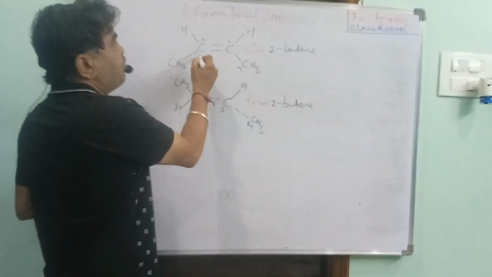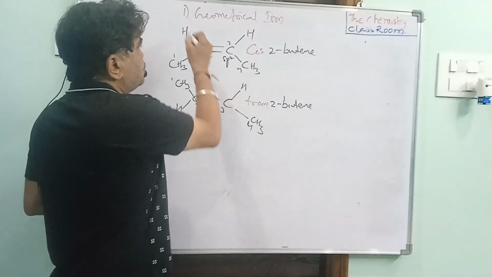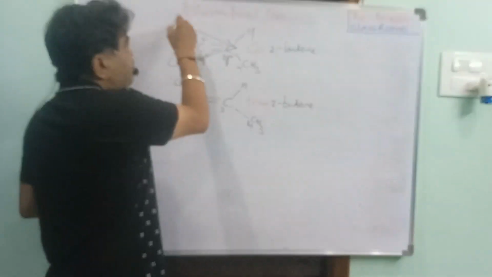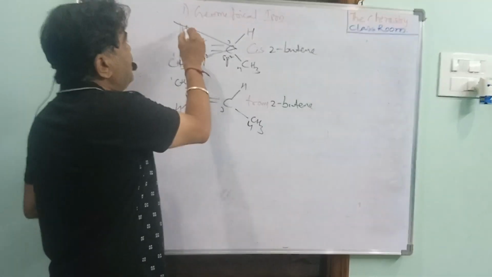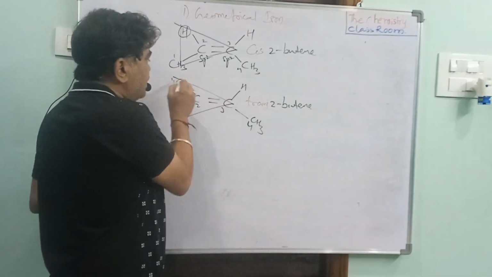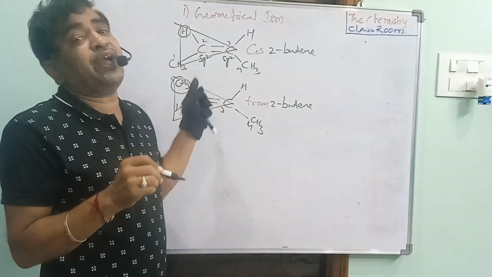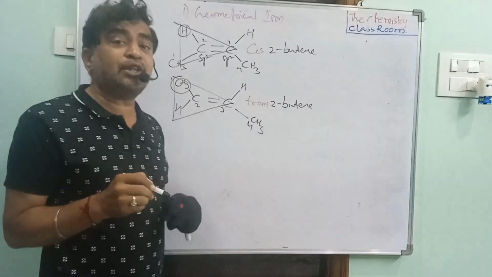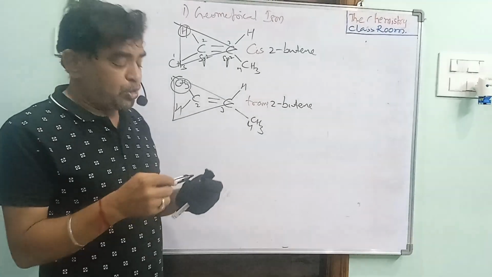The carbon has sp2 hybridization, and this carbon is also sp2. So what is the geometrical shape? It is triangular planar. At this corner we have the hydrogen, and on this carbon in the triangular planar arrangement we have the CH3 group. So geometrically these two compounds differ. That's why it is called geometrical isomerism.